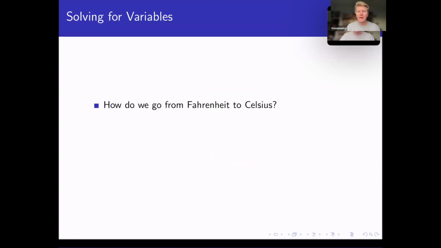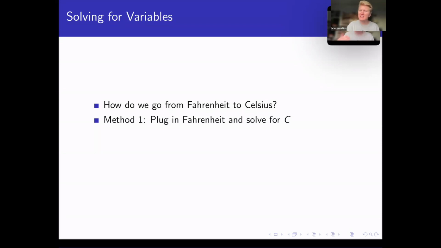Okay, but we just did Celsius to Fahrenheit, and how would we go from Fahrenheit back to Celsius? Well, one option we have is to just plug in what Fahrenheit is and solve for C. However, that's not the most efficient. If I asked you, what is 20 degrees Fahrenheit in Celsius? And then I asked you, what's 40 degrees Fahrenheit in Celsius? And then 60 degrees Fahrenheit in Celsius, and then 80 degrees Fahrenheit in Celsius.